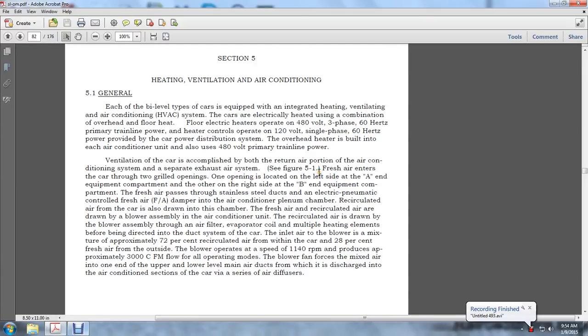Section 5, Heating, Ventilation, and Air Conditioning. 5.1, General. Each of the bi-level type of the car is equipped with the integrated heating, ventilation, air conditioning, the HVAC system. The car is electrically heated using a combination of overhead and floor heat.